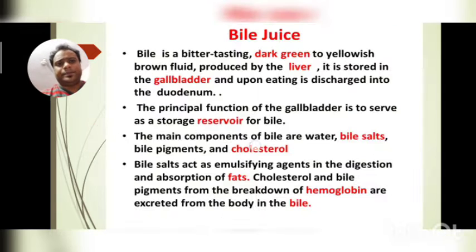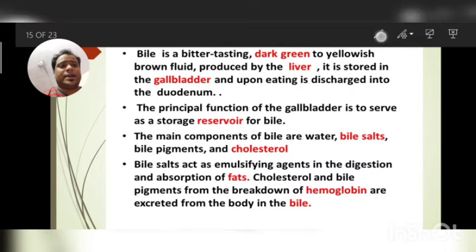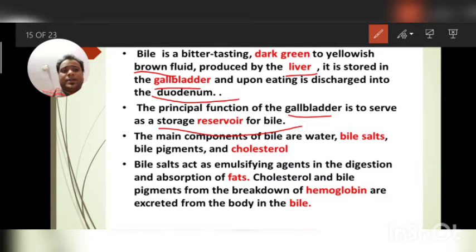Bile juice is a dark green to yellowish fluid, and in some cases brown, which is produced by the liver and stored in the gallbladder. It is secreted into the duodenum. This is very important: it secretes in the duodenum. The principal function of the gallbladder is to act as a reservoir for the liver. In bile juice we have very important bile salt and bile pigment.